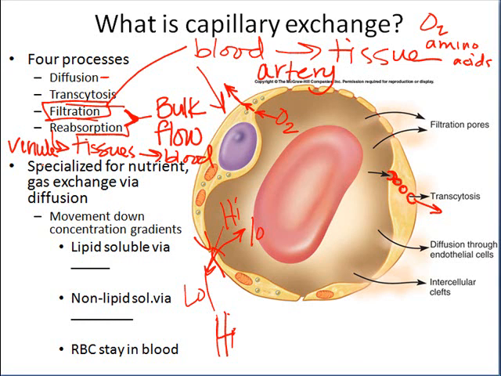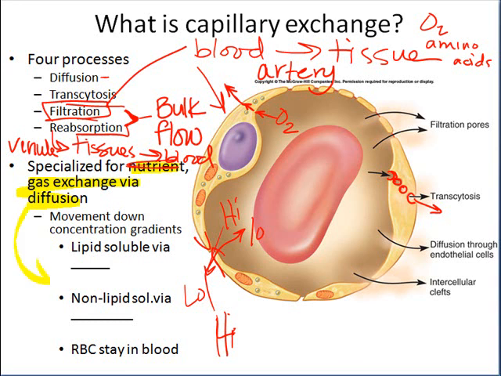So the process of capillary exchange is obviously, as I've already mentioned, specialized for the movement of things like oxygen, carbon dioxide, and different types of nutrients. And the movement of those, again, as I said, principally happens by diffusion, but it can also happen by bulk flow, and it can also happen by transcytosis.